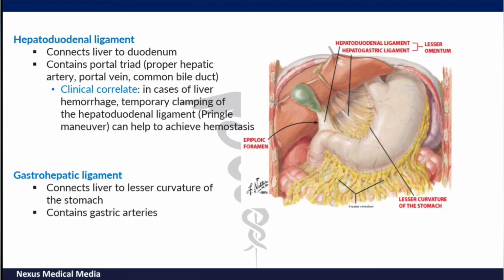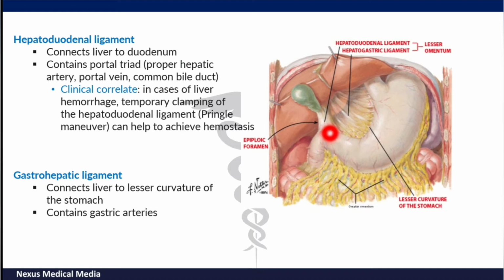Next is the gastrohepatic ligament, right? Gastrohepatic, between the stomach and the liver. So the gastrohepatic ligament connects the liver to the lesser curvature of the stomach, and it contains gastric arteries.